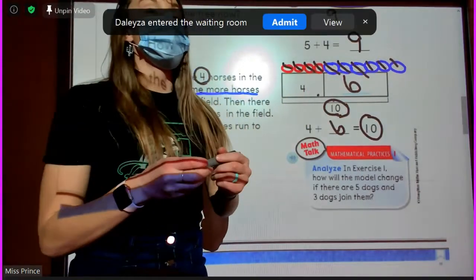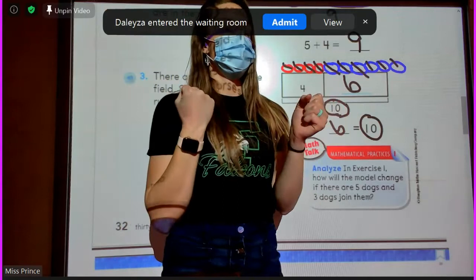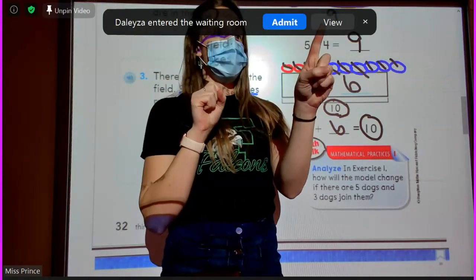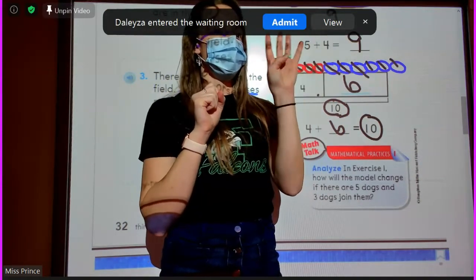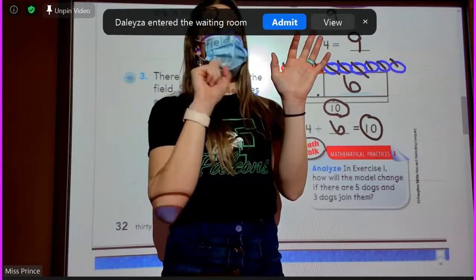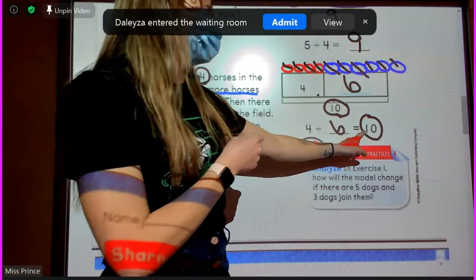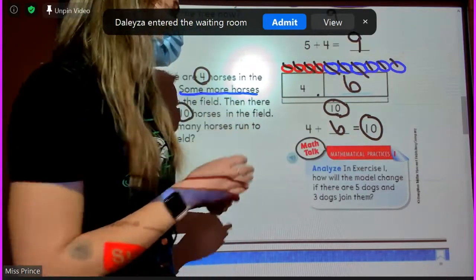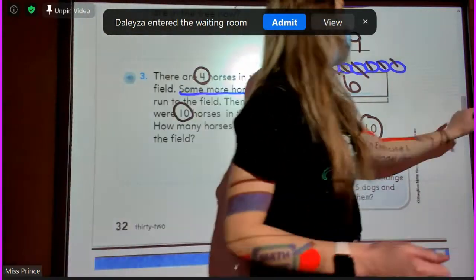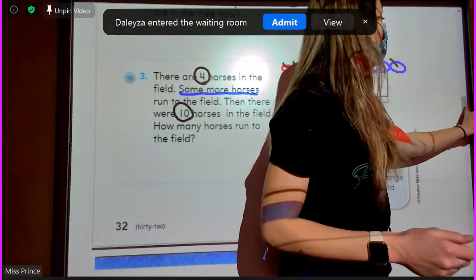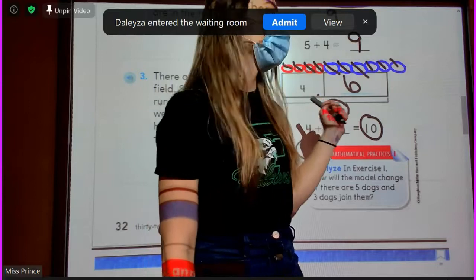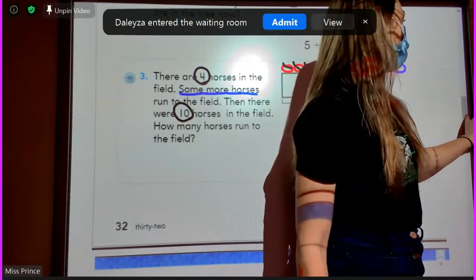So scoop up 4. Ready? 4. And now 6 more. 5, 6, 7, 8, 9, 10. So 4 plus 6 equals 10. Nice job. This one will probably not show up on your test. I just wanted to see if this was something that we could challenge ourselves with, okay?